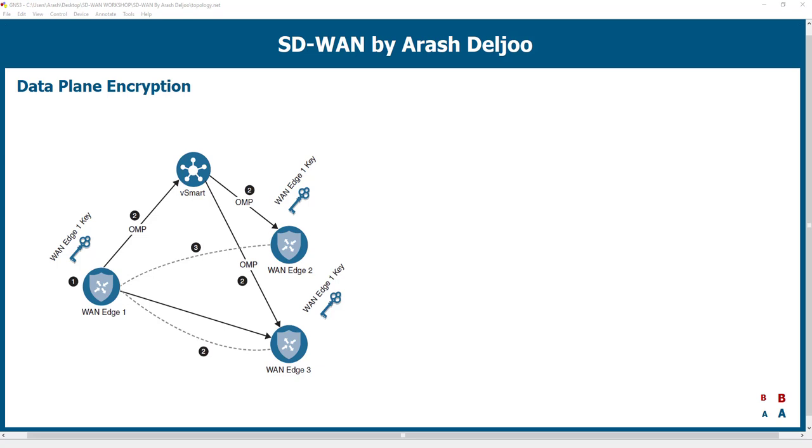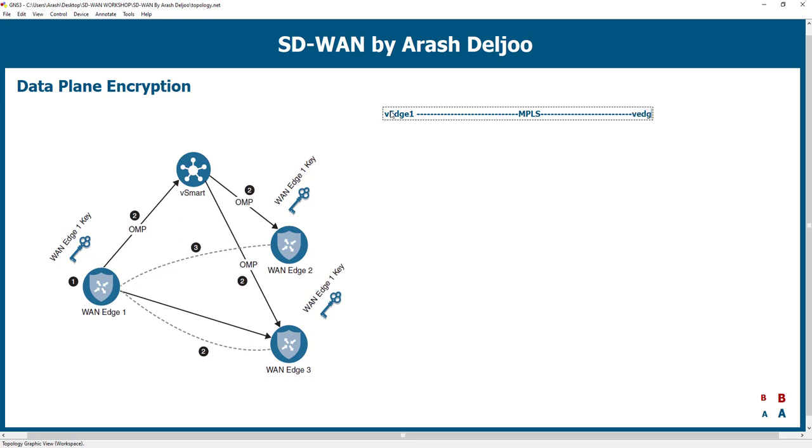Data plane encryption. In this video, I'm going to talk about data plane encryption. You know that in SD-WAN, after the routing exchange with OMP, finally the IPsec sessions are established between vEdges. For example, we can have vEdge1 in one branch and vEdge2 in another branch connected to, for example, MPLS transport.